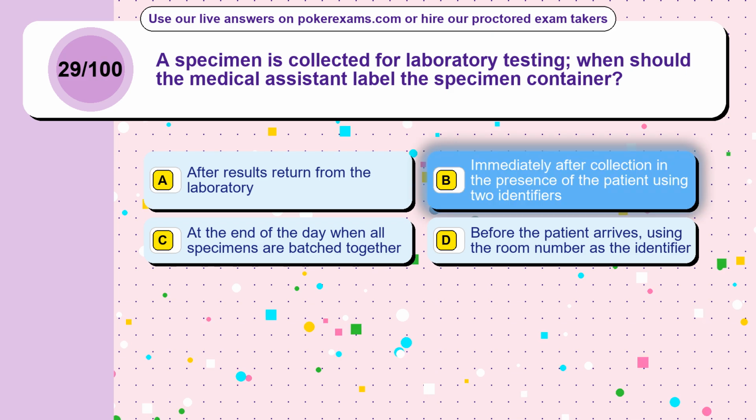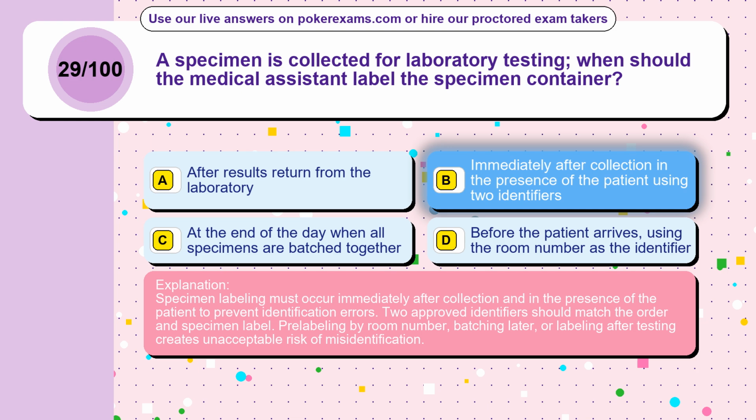The correct answer is option B, immediately after collection in the presence of the patient using two identifiers. Specimen labeling must occur immediately after collection and in the presence of the patient to prevent identification errors. Two approved identifiers should match the order and specimen label. Pre-labeling by room number, batching later, or labeling after testing creates unacceptable risk of misidentification.